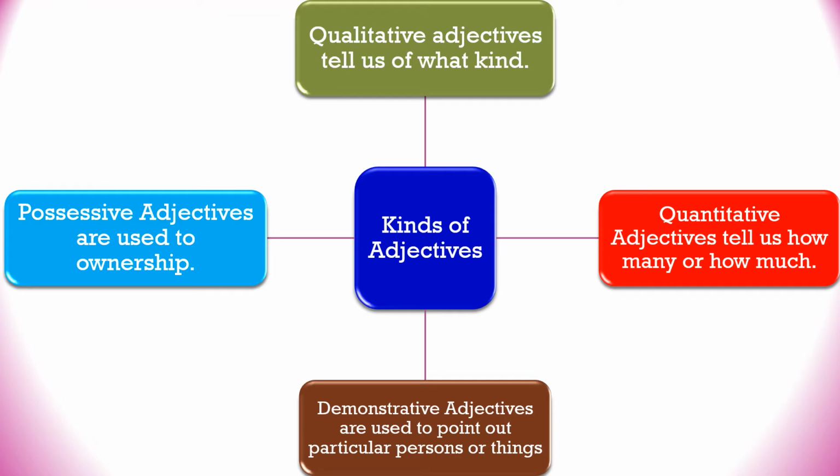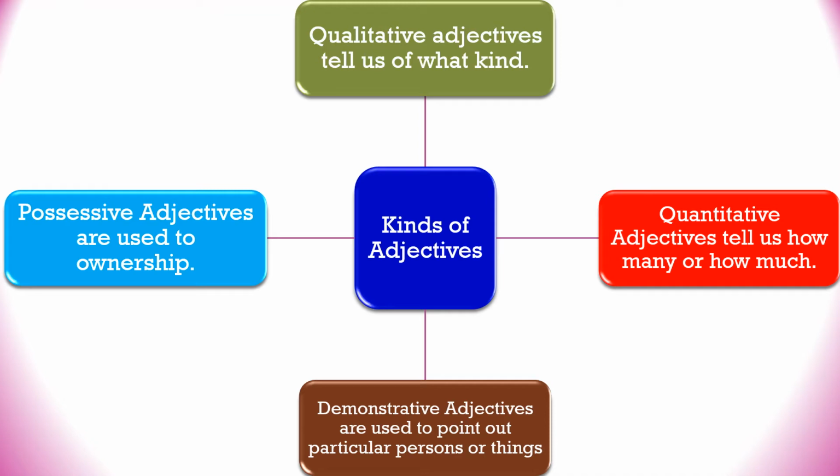Quantitative adjectives tell us how many or how much. When we mention the quantity, that is called quantitative adjectives. The next one, demonstrative adjectives. Demonstrative adjectives are used to point out particular persons or things. Demonstrative adjectives means we mention a particular thing. It could be an object, an animal, a person, or a thing. When we mention it particularly, that is called demonstrative adjectives.